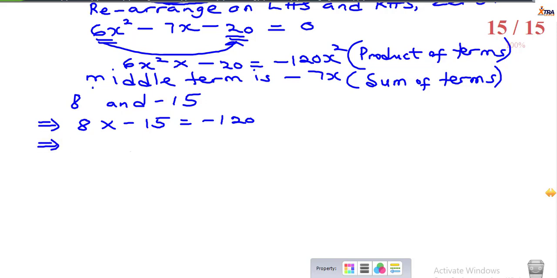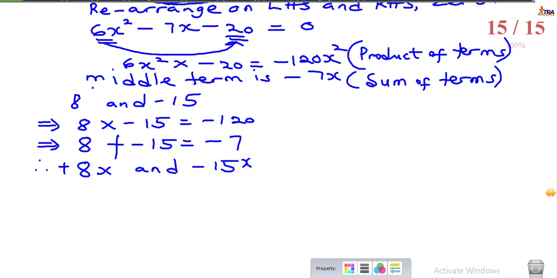What if I take the same numbers, but this time around I'm adding 8 to minus 15? This will also give minus 7. So the 2 terms I'm looking for are plus 8x and minus 15x. So these are the two terms I'm looking for.